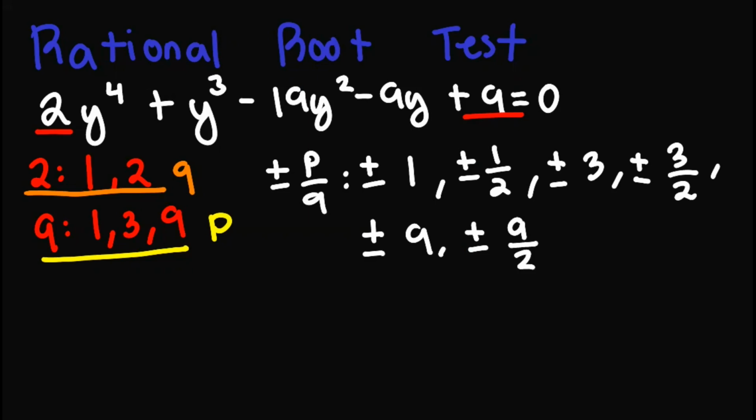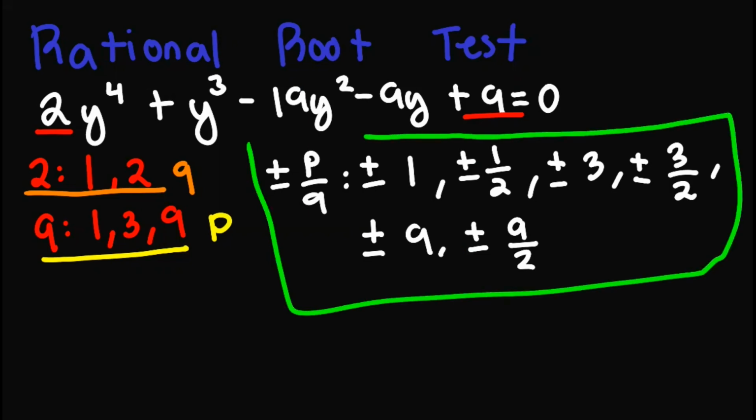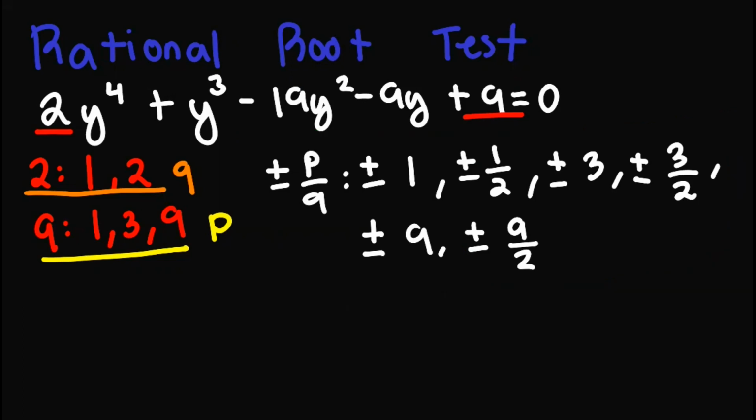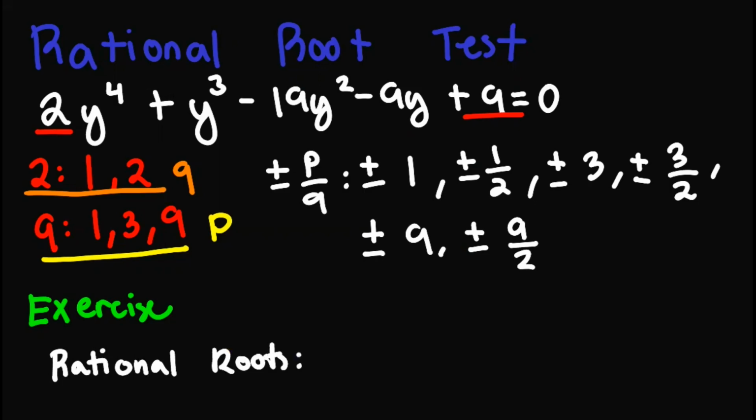Now, these are our possible rational roots. Since the process of solving this one is very time consuming, it's very long, so I'll leave it as an exercise. You can verify that the rational roots for this polynomial equation are -1, 1/2, and positive negative 3.